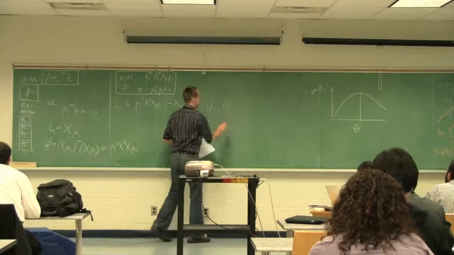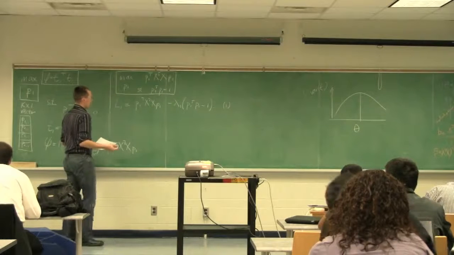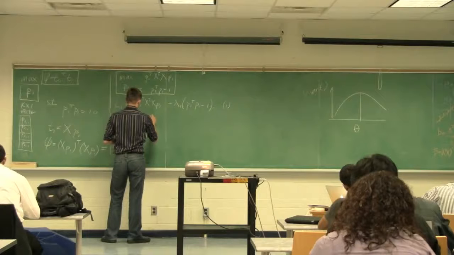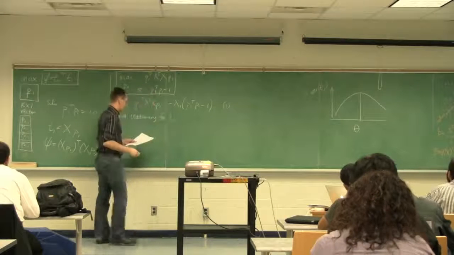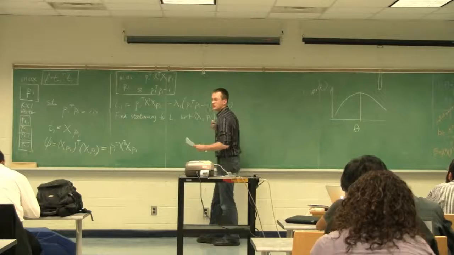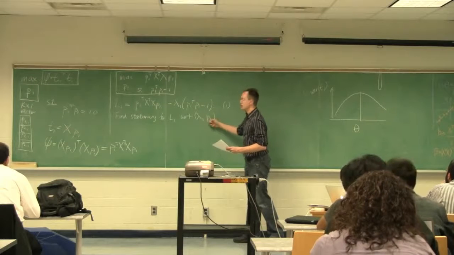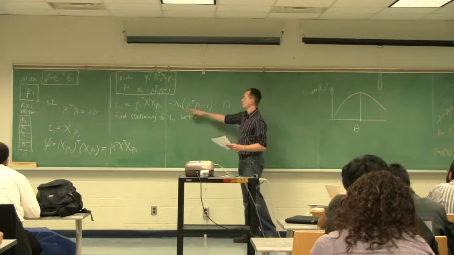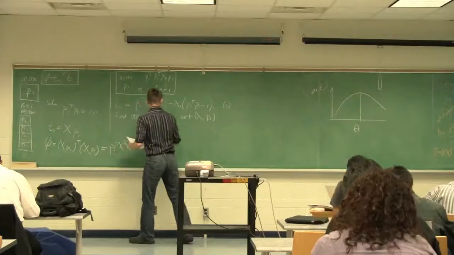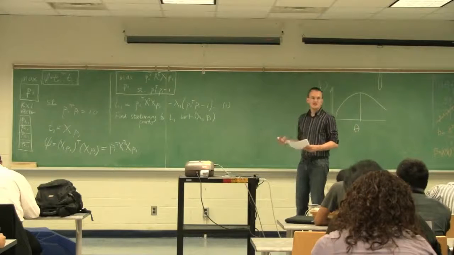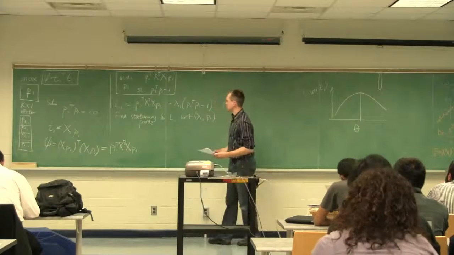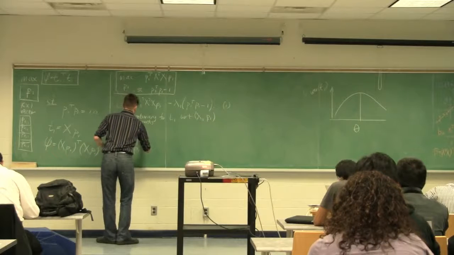I'll call this equation 1. The theory from Lagrange says to find stationary points for this function L1 with respect to lambda1 and p1. So I've got k plus 1 unknowns in this equation. I've got my k unknowns in the vector p, and I've got one extra unknown for my Lagrange multiplier. If I find the stationary points for L1, that is a necessary condition for the optimum. So find stationary points for L1 with respect to those k plus 1 parameters. This is a necessary condition.